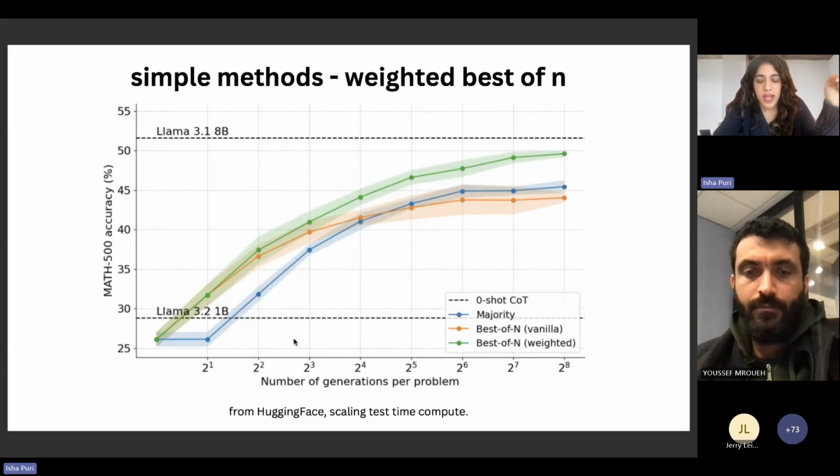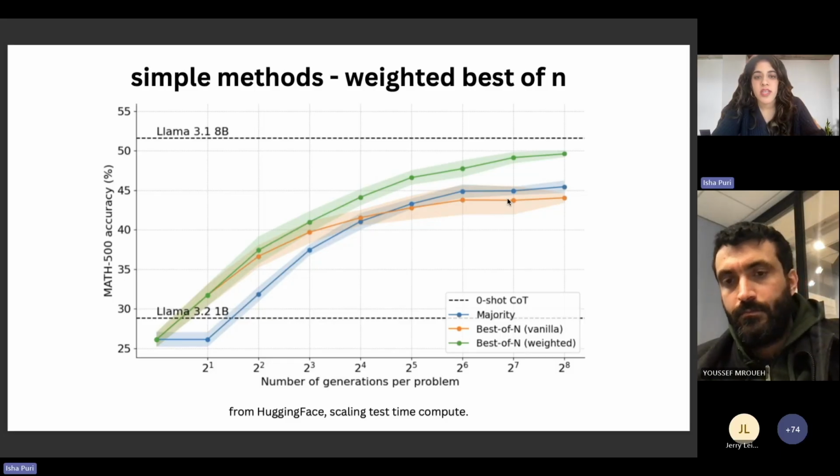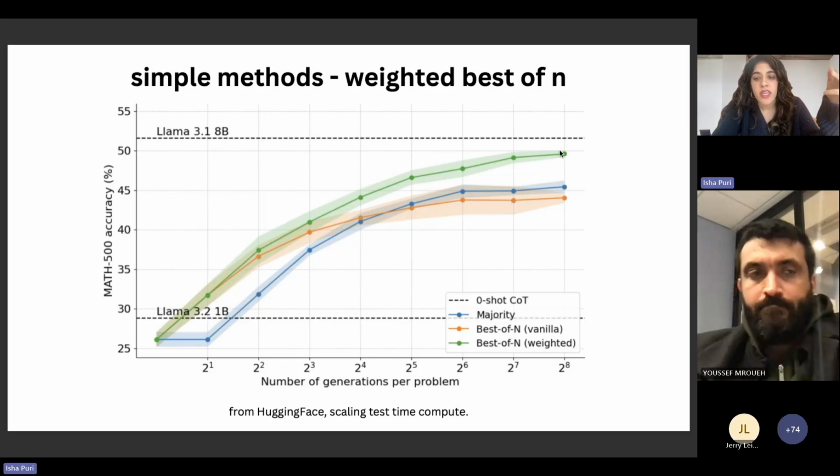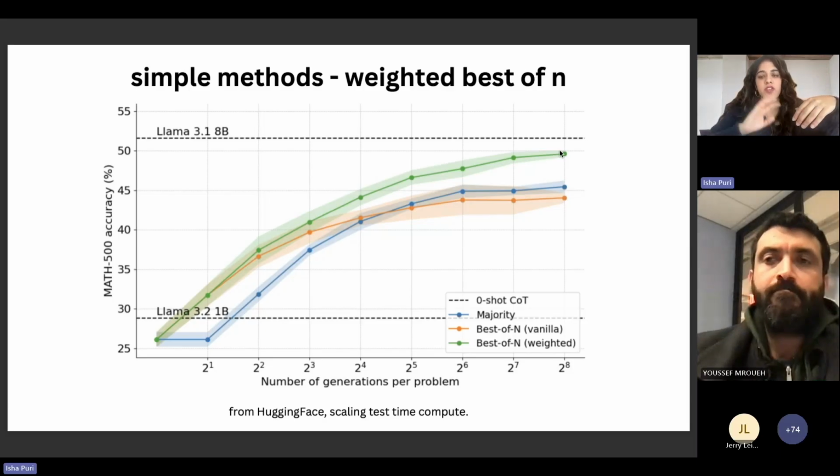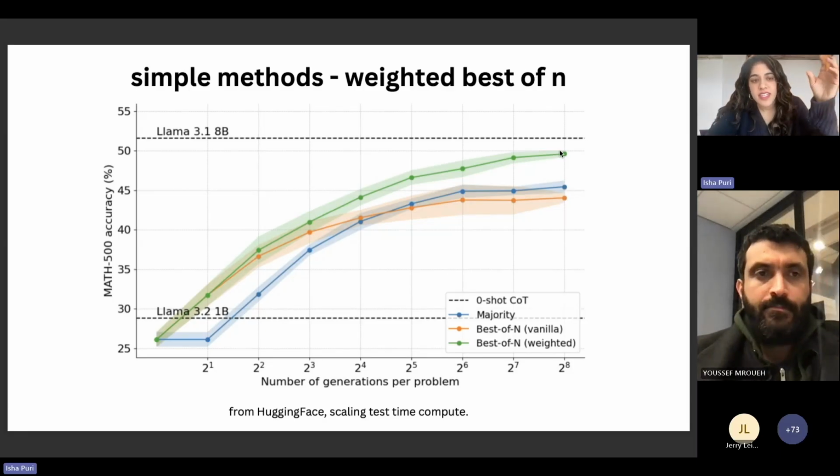And you can see in this graph, again from the Hugging Face blog, the x-axis is the number of generations, the dashed lines are your baselines, and you're taking a Llama 1B model. The blue one is majority voting, which we've already seen in the previous graph. The orange line here is vanilla best of n, where there's no weighting, you're just taking the one with the highest reward score, and the green line here is weighted best of n. So you're putting answers into buckets, scoring the buckets, and taking the highest combined value.